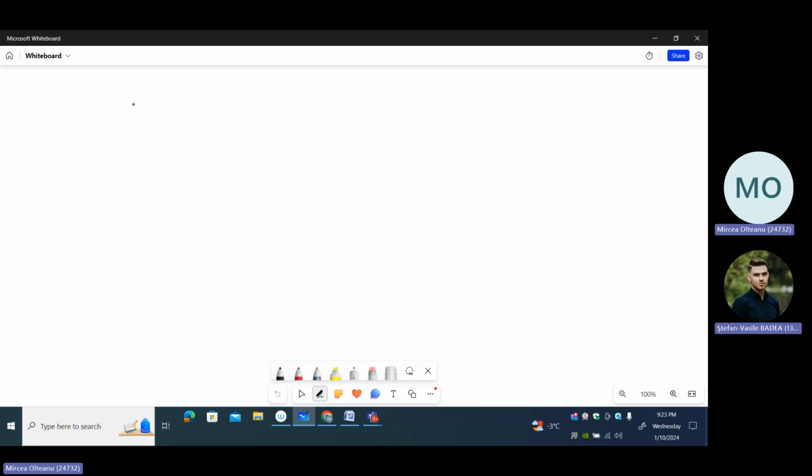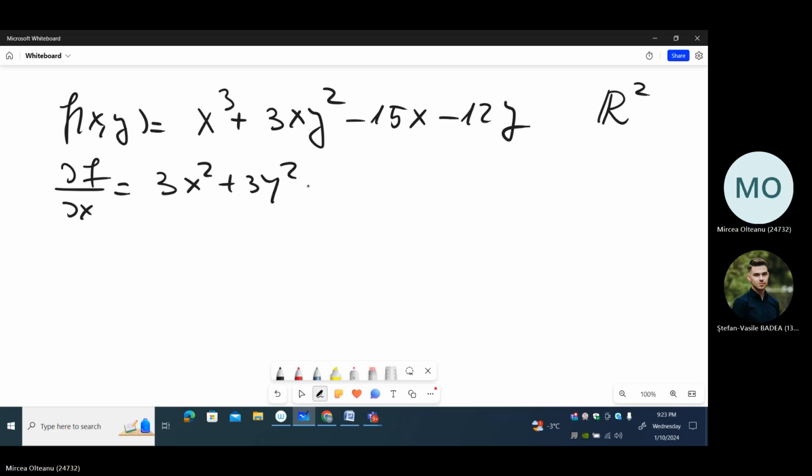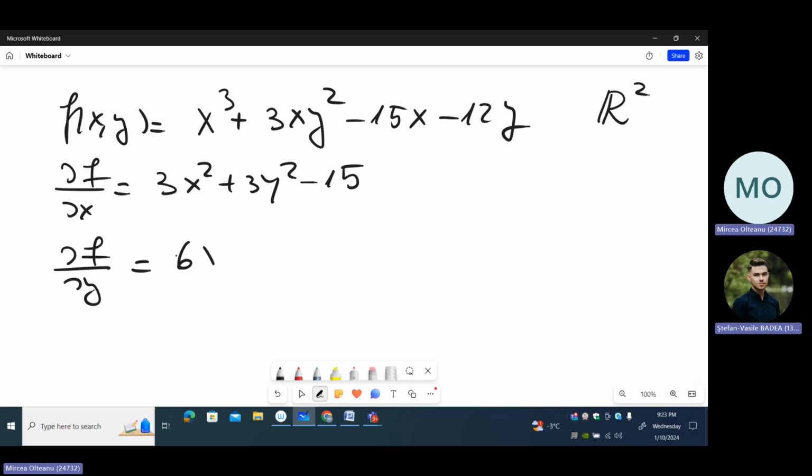Let's take this one now. F of x and y equals x cubed plus 3xy squared minus 15x minus 12y. Of course, here the domain of definition is R squared. So the first order partial derivatives are 3x squared plus 3y squared minus 15 for the derivative with respect to x, and for the derivative with respect to y, 6xy minus 12. Okay.